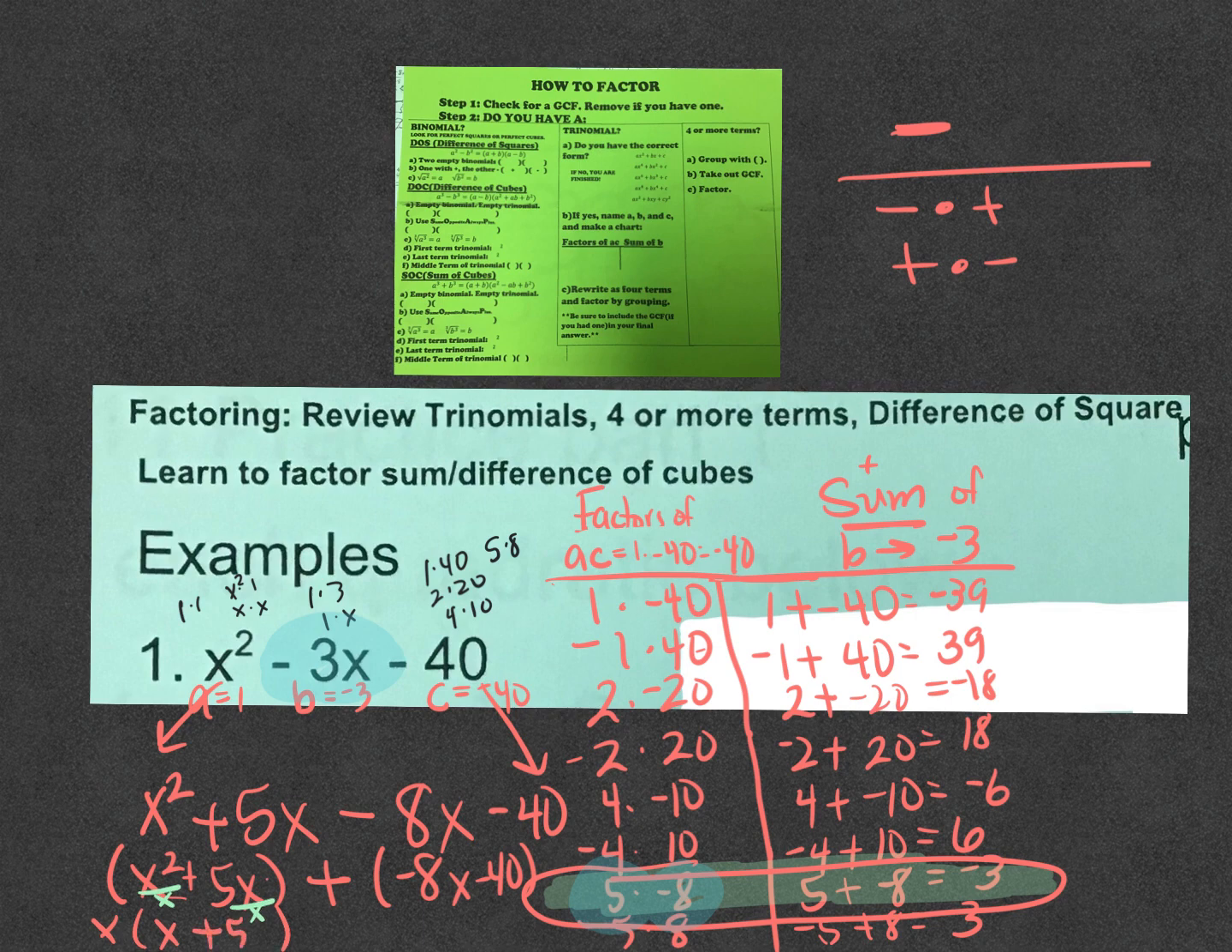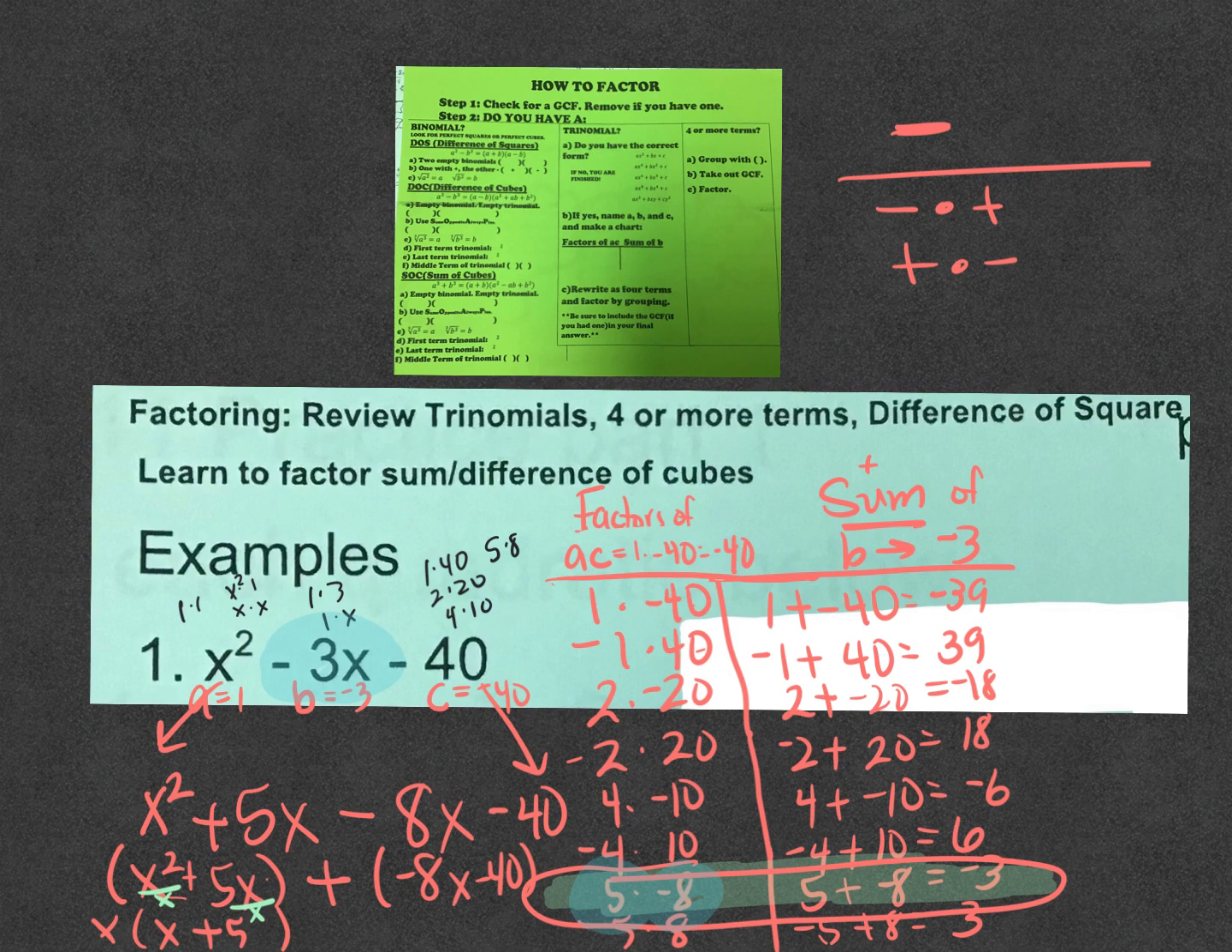Factoring is undoing the distributive property. I want you to look. We're going to check this. X squared plus 5x turned into x times x plus 5. If you distribute x times x, is that x squared? Yes. X times 5, is that 5x? Yes. So this is the factored form of this. Now I'm going to go to the next thing.